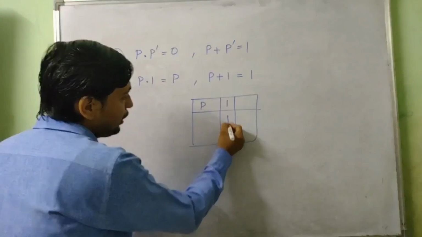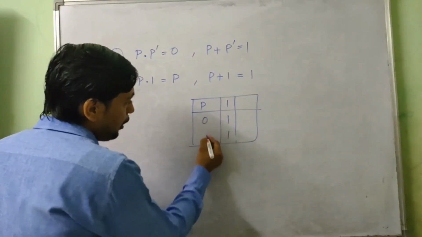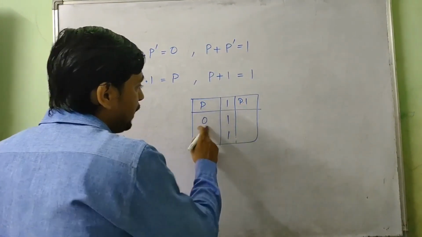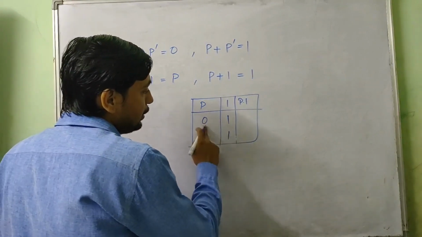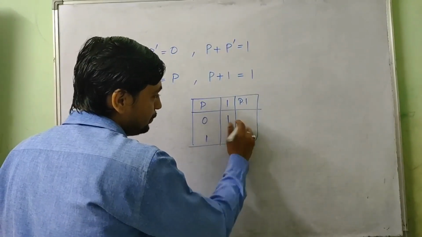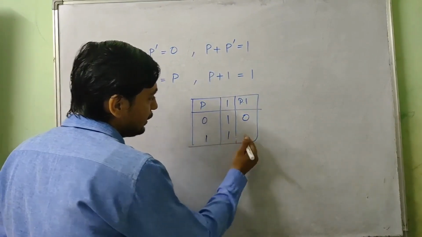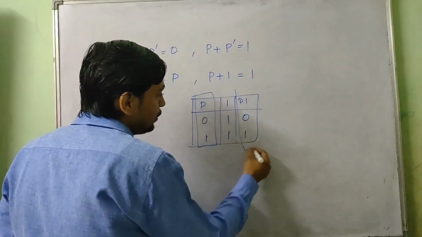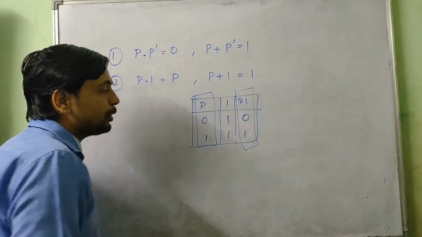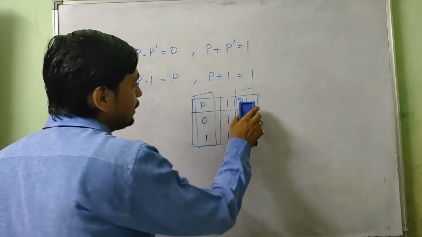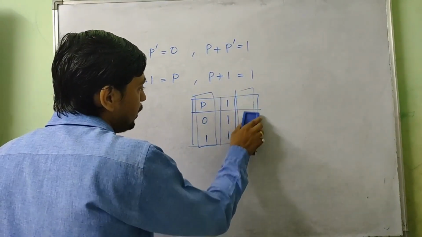So the second one is 1 only. P can be 0 or P can be 1. Okay, so now let's see P and 1. So P and 1, here you can see the result is 0, and here the result is 1. So the result is actually depending on the input. Whatsoever input you are giving, that is the result you are getting. So P and 1, or P conjunction 1, will always result into P.